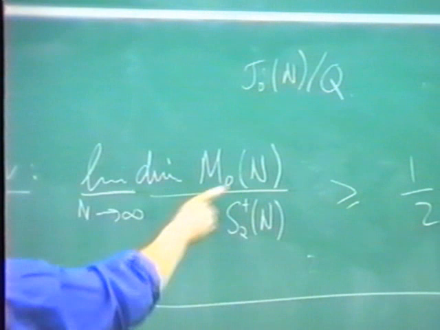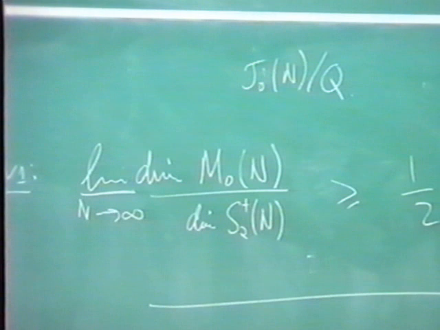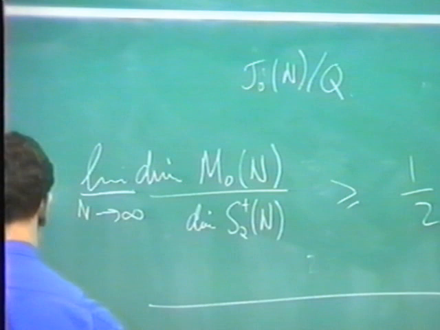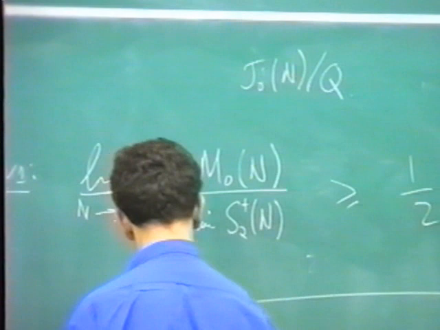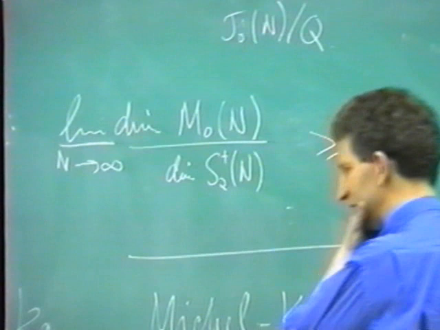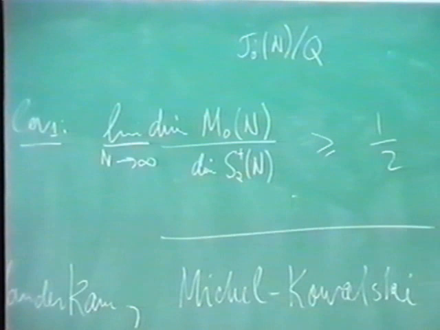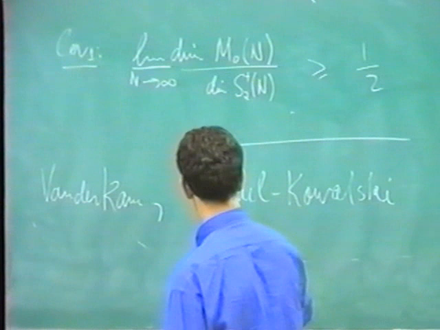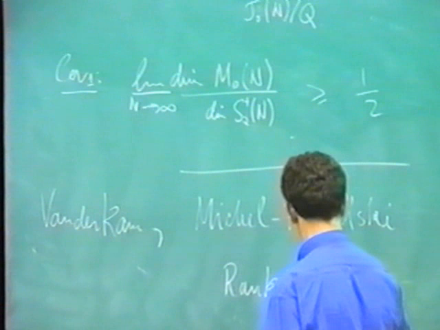So by these methods and a number of other important tools, we have a theorem of van der Kam. And separately, Michel and Kowalski. So these are Iwaniec's students. This is my student. I suppose somehow things shouldn't be coming up with the same theorem at the same time, but never mind. Some misunderstanding here. The rank. So this is entirely unconditional. The rank of J_0(n) over Q.